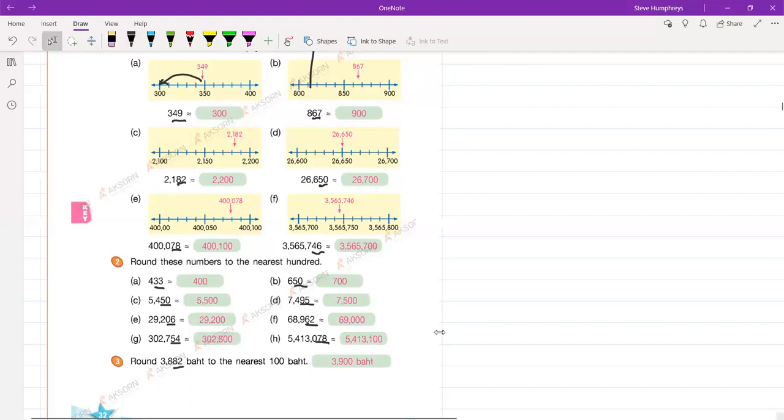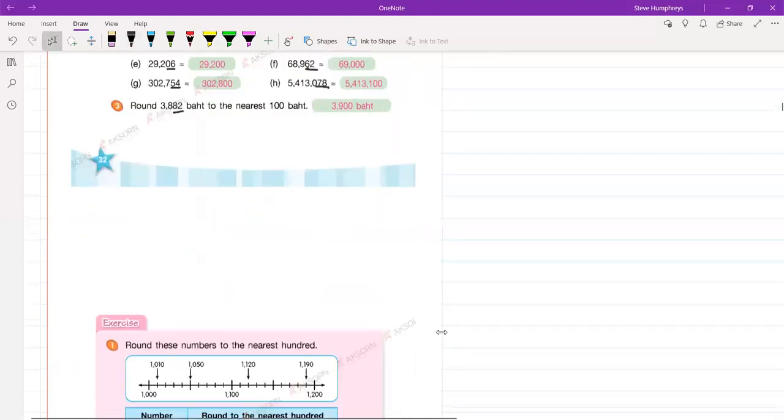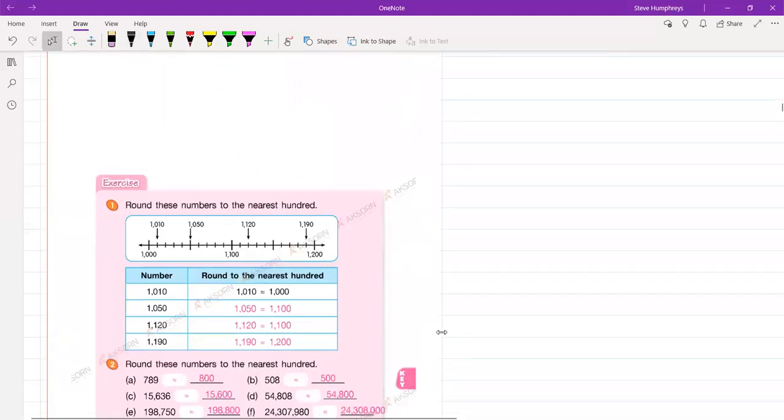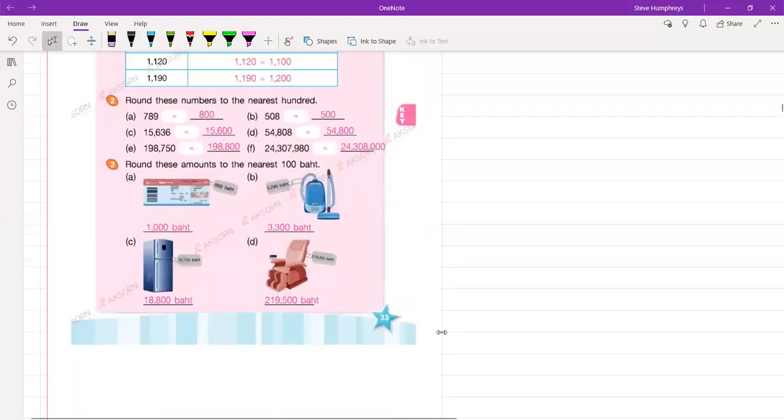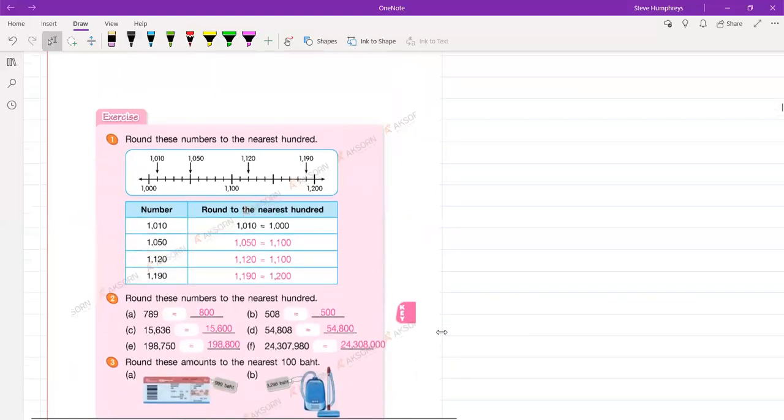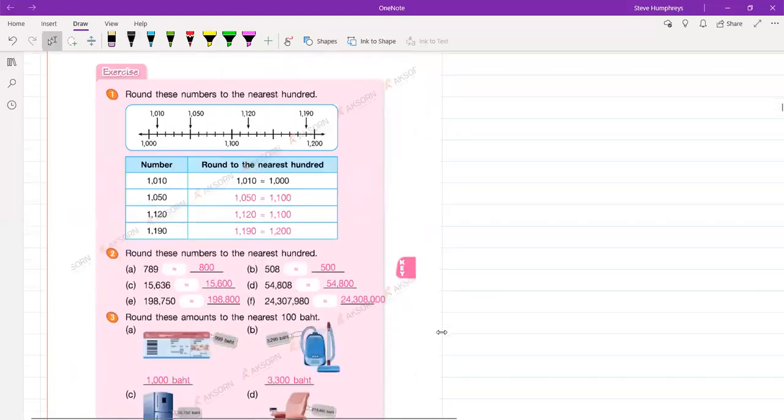Okay, so it's going very well. There's another exercise on page 33. And we're still rounding to the nearest 100.